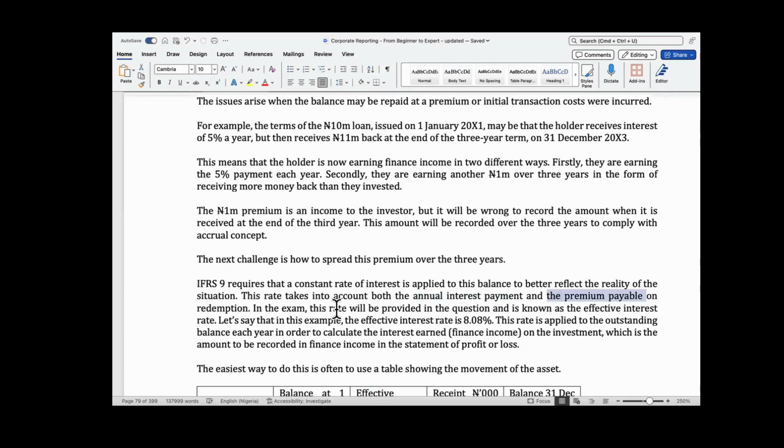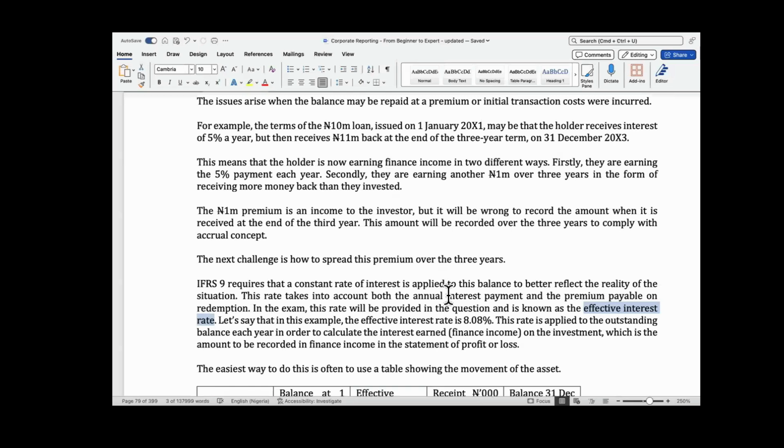So these rates will be given to you in the exam. They will give it to you. And they call it effective interest rate. In some textbooks, they will say the method of spreading it is called the effective interest rate method. But I don't want to bore you with those. I want to break it down for you. So this rate, they call it effective interest rate.